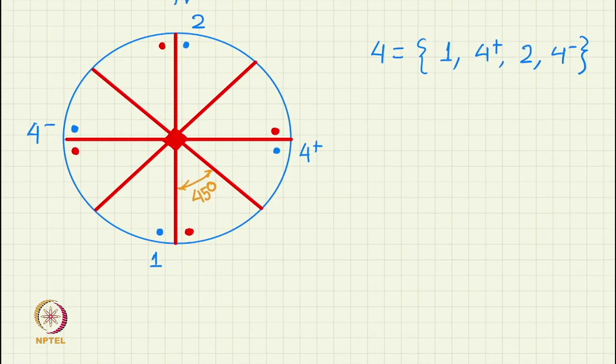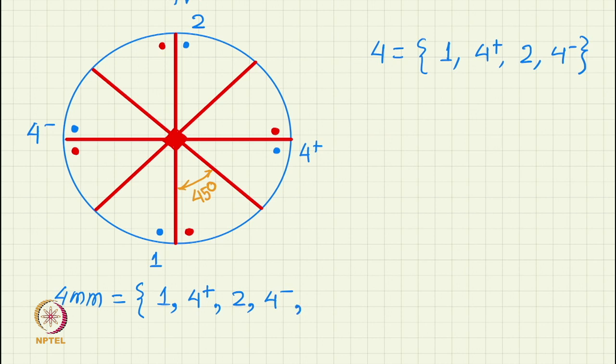You can write the group operations quickly. So, the group is 4mm. It has a 4-fold axis. Corresponding to that, you have these 4 rotations: 90-degree, 180-degree and 270 or minus 90.